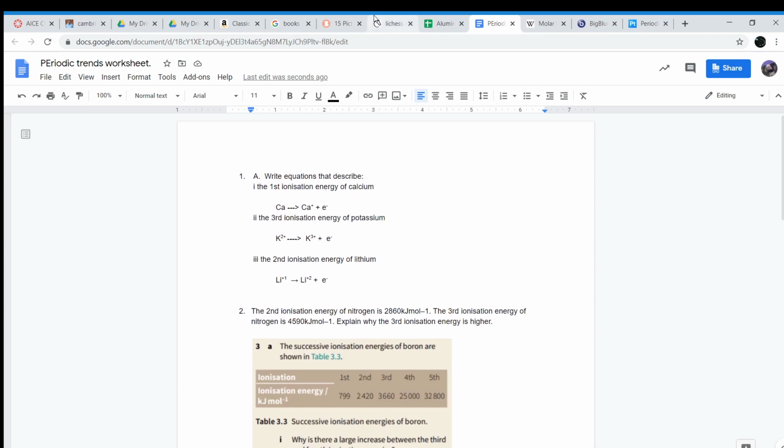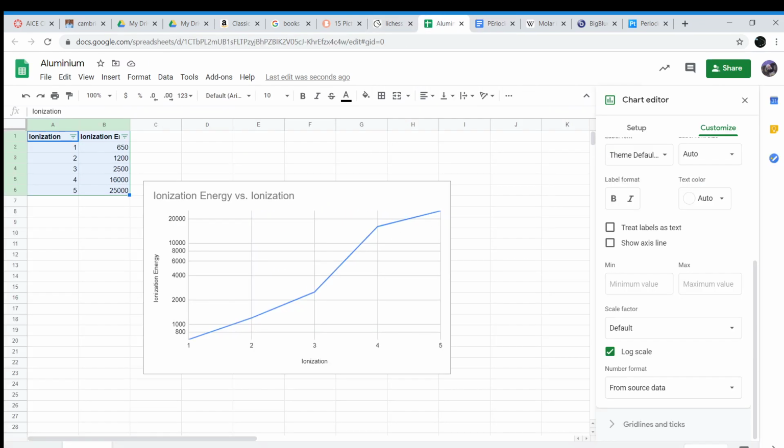And this is just an explanation. I hope this is able to clear up any issues that you might have with this worksheet. And yeah, that's it.